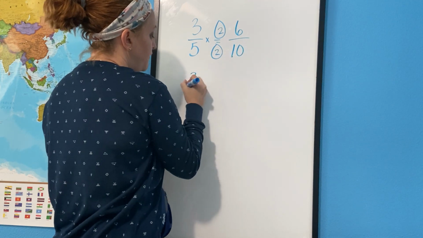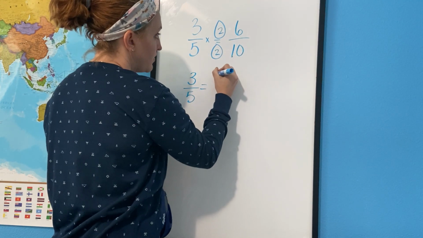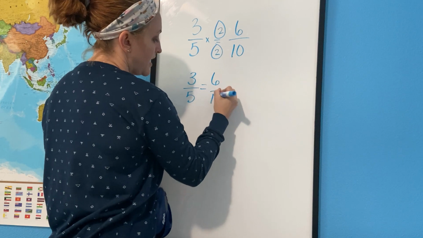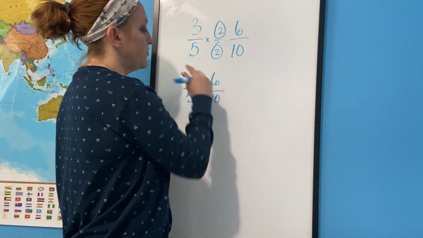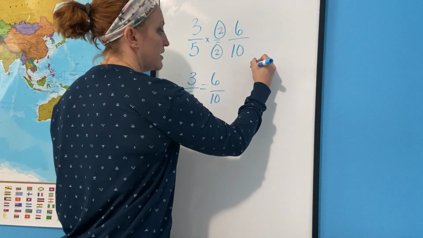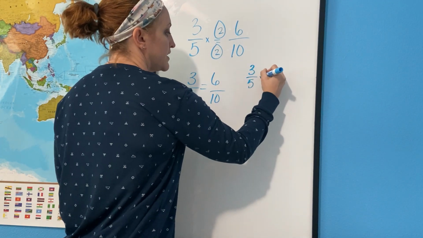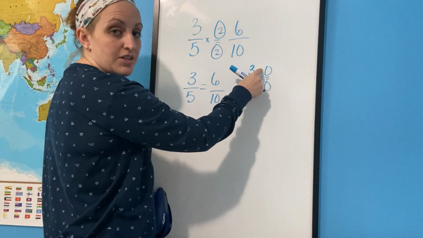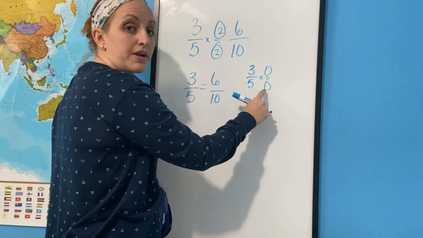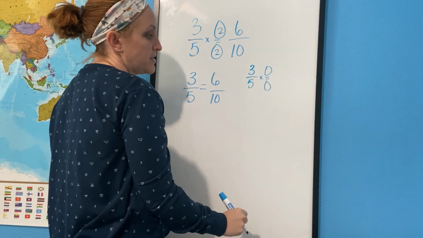So 3/5 is equivalent to 6/10. If I have to find another fraction that's equivalent to 3/5, I'm gonna do the same thing again. 3/5 times double bubble, all right? What I do to the top, I do to the bottom. What I do to the bottom, I do to the top, all right?